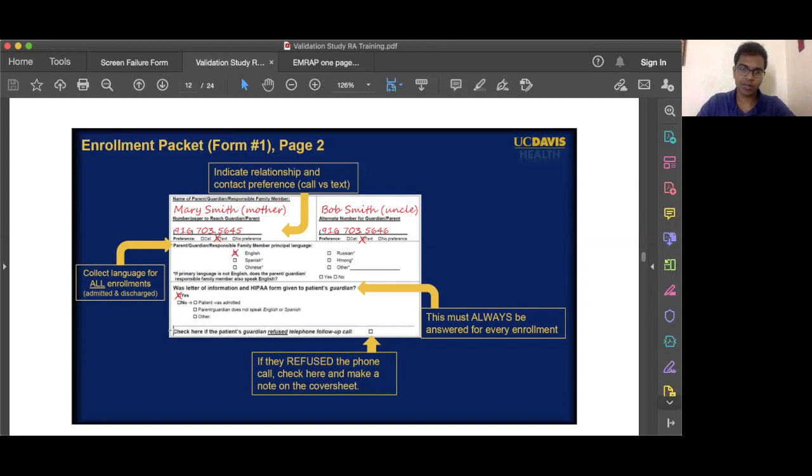And at the very bottom, this would be a check mark if they refuse the follow-up phone call. You just go ahead and place a check mark here. And as for the primary language, it should be filled in regardless of whether the patient's guardian refused the phone call or if they're being admitted. So that's something that we have to fill in.